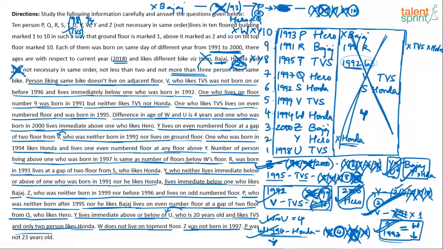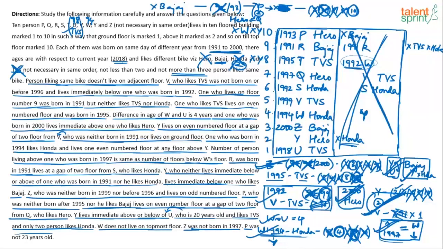So all the bikes are done if you see. 1, 2 and 3 heroes. 1, 2 and 3 TVSs. There are 2 Bajajs and there are 2 Hondas. Right? All the persons are also done. P, R, T, Q, S, V, W, Z, Y, U. Years are also done except this one. And whatever is left out can come for Y.